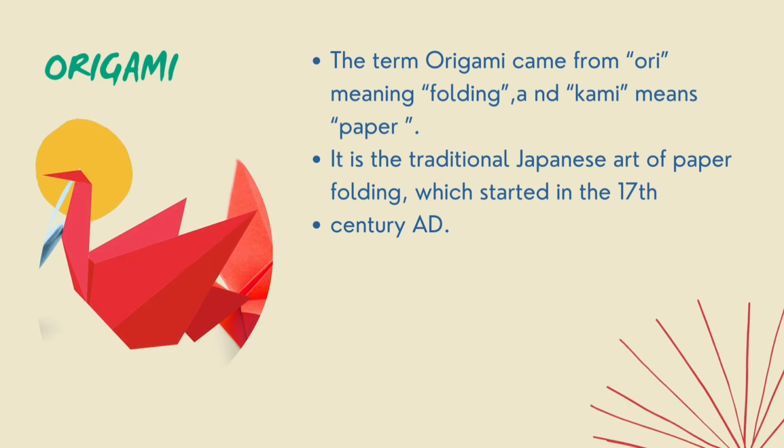Okay? And then the next one we have here is origami. Who among you have tried doing origami? Okay, so the term origami comes from ori, meaning folding, and kami, meaning paper. It is the traditional Japanese art of paper folding, which started in the 17th century AD.